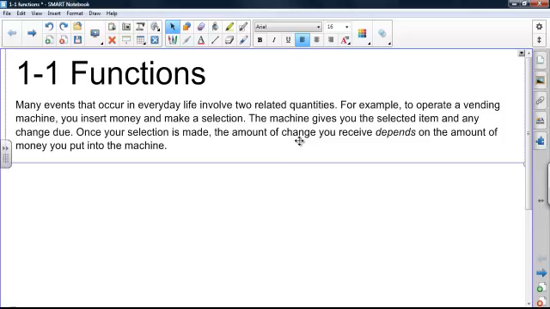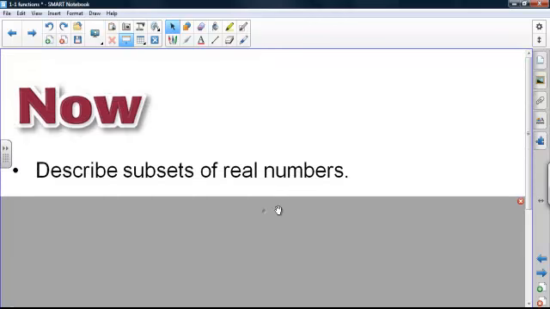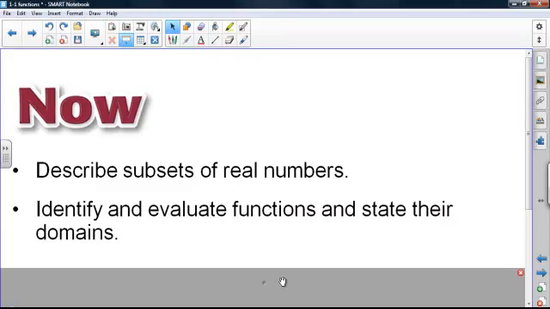Once your selection is made, the amount of change you receive depends, and I want you to remember this word, depends, on the amount of money you put into the machine. Two things you should be able to do by the end of this video. The first, describe subsets of real numbers. The second, identify and evaluate functions and state their domains.